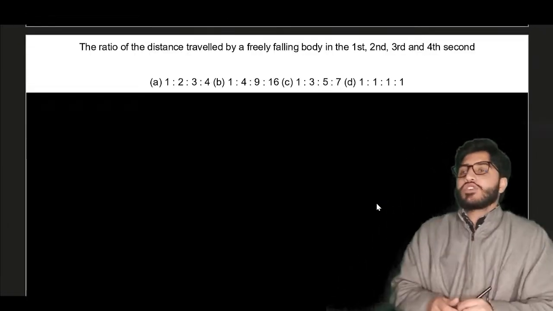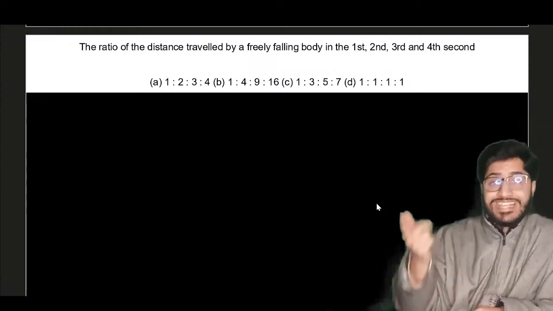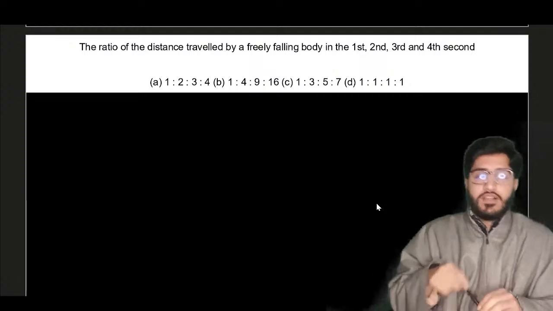Okay, the ratio of distance traveled by the free falling body in the first, second, third and fourth second. It simply indicates.